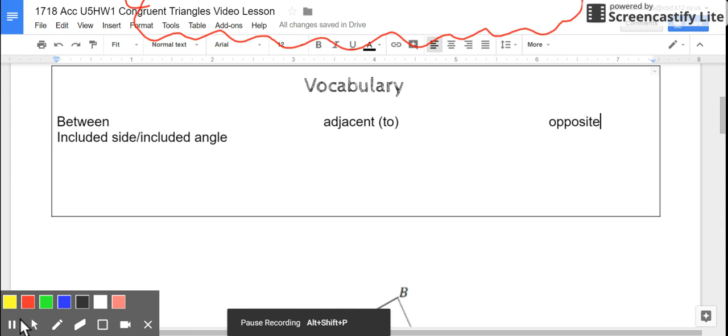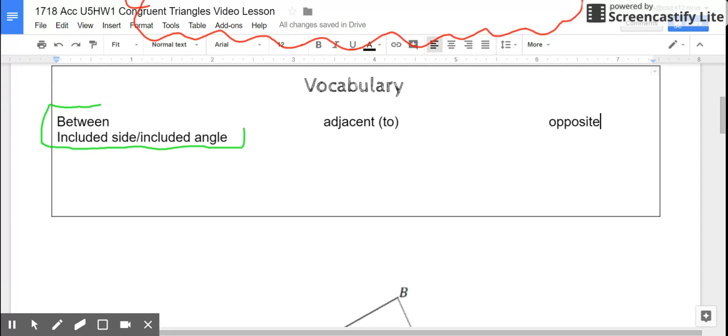Before we talk too much about congruent triangles, we need to talk about a couple vocabulary words. One of those words or phrases is between, which means the same thing as the included side or included angle. So let's look at an example here. Let's draw a triangle A, B, C.